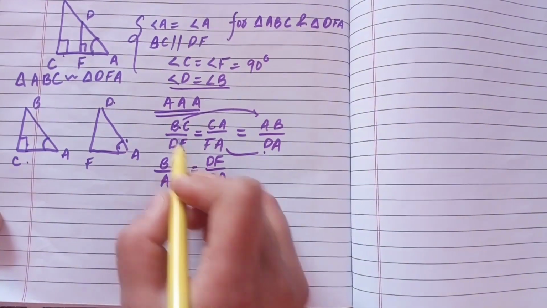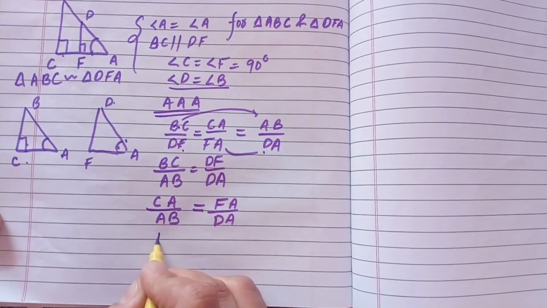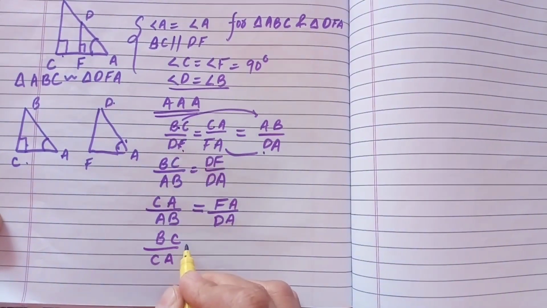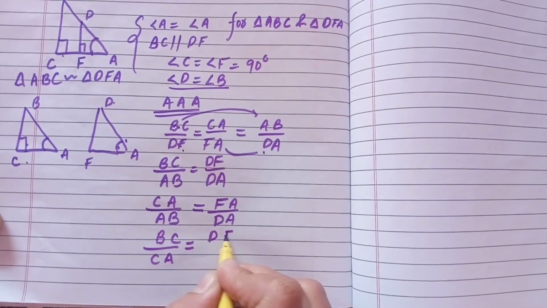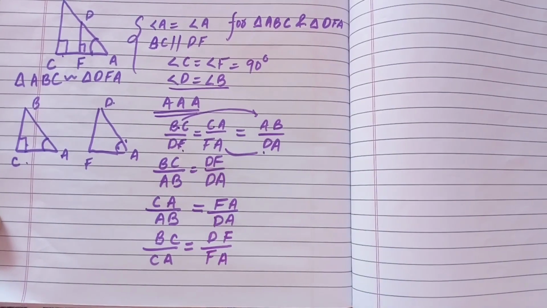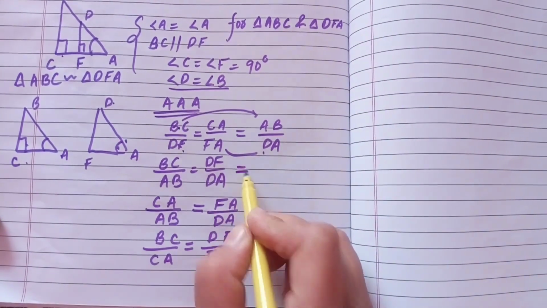And the third one, BC with respect to CA: BC by CA is equal to DF by FA. Now take BC over AB, this one and this one.